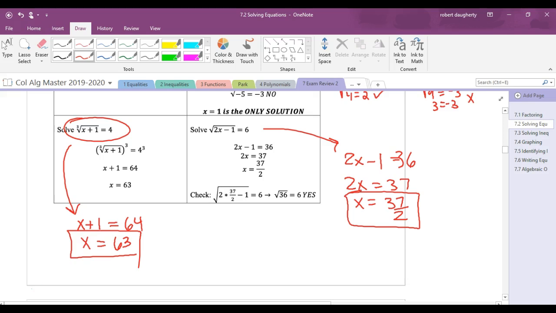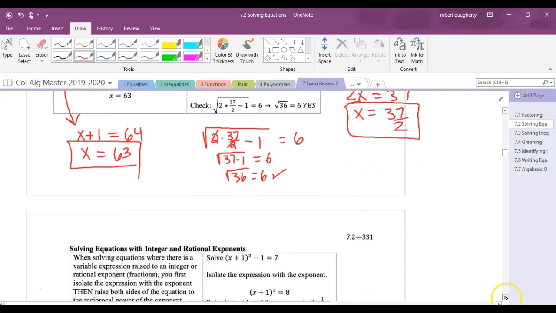I really only need to check it when I get 2 answers, but I can double check this for sure, just to make sure it's a valid answer. So if I had 2 times 37 over 2 minus 1 equals 6, this is the square root of 37 minus 1 equals 6. Square root of 36 equals 6. That is a true statement. My answer is 37 over 2.